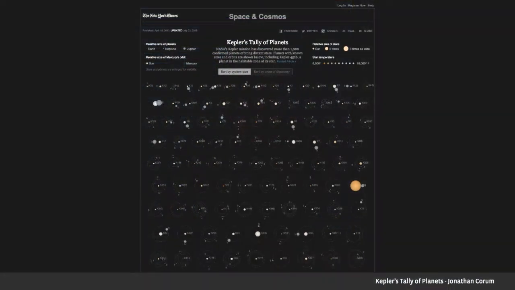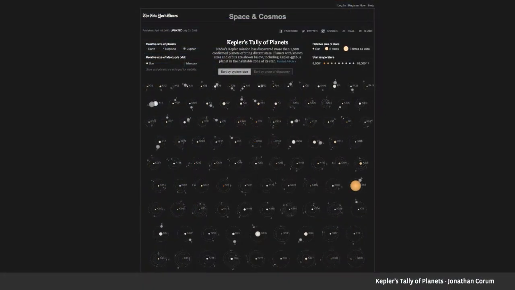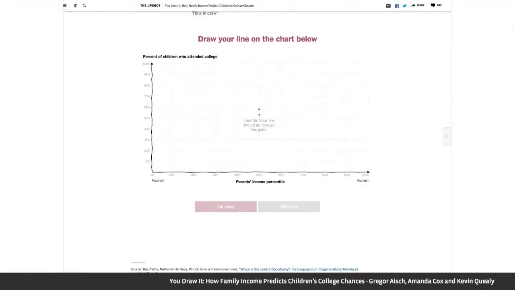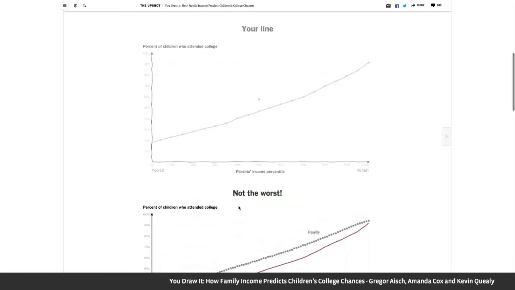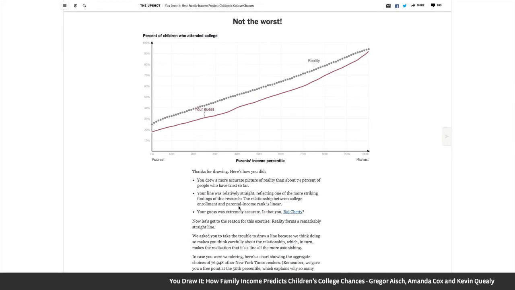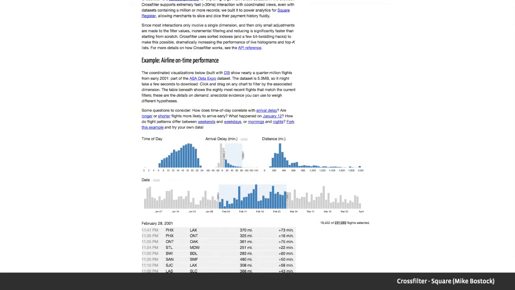People create some beautiful visualizations, and even better, it's just amazing when they're interactive. Like this piece from the New York Times, where I actually have to guess what the distribution of a data set is before I get the information. So it's drawing me in. It's giving me my own hypothesis before I get access to the answer.